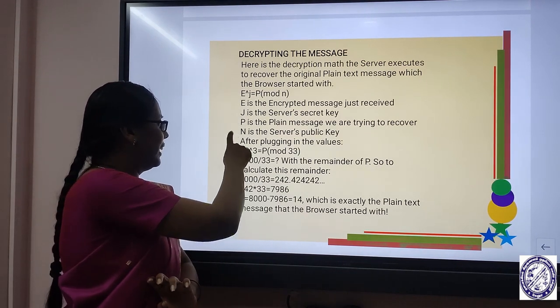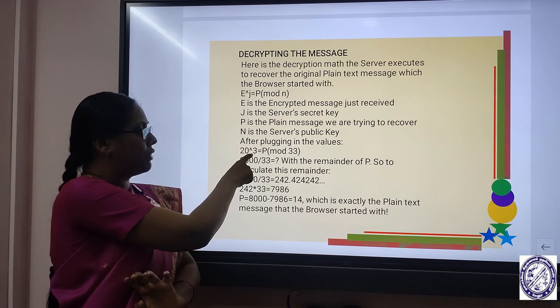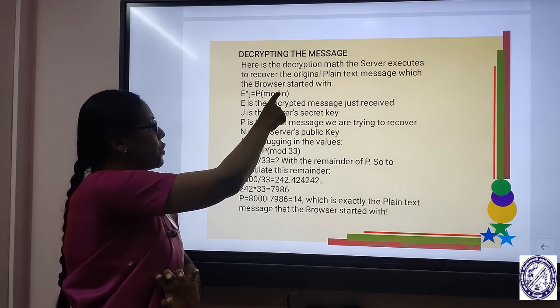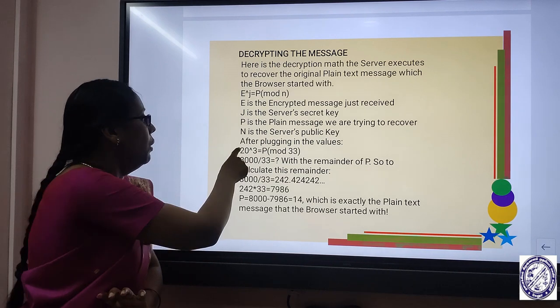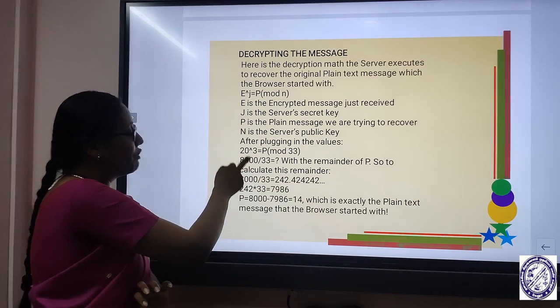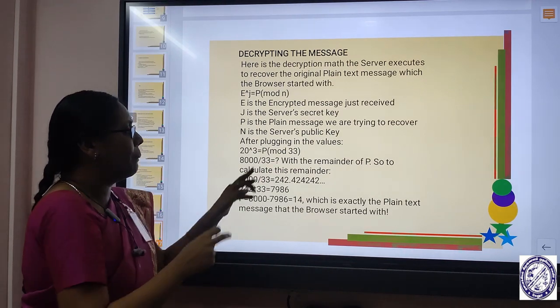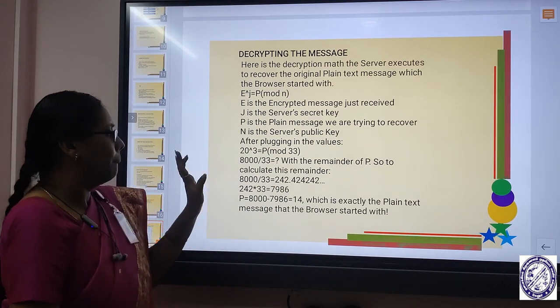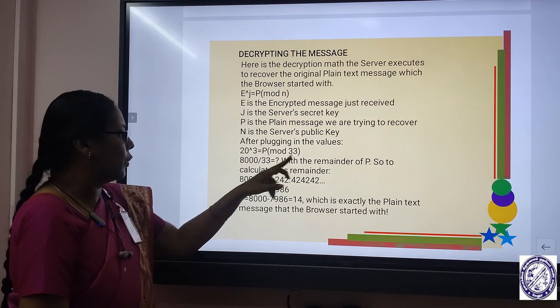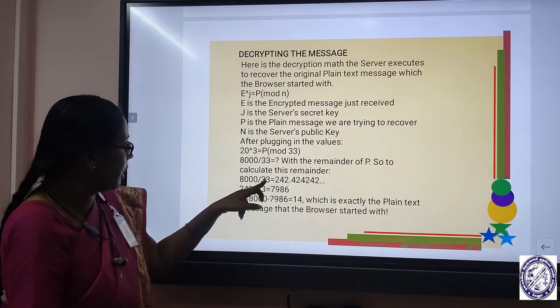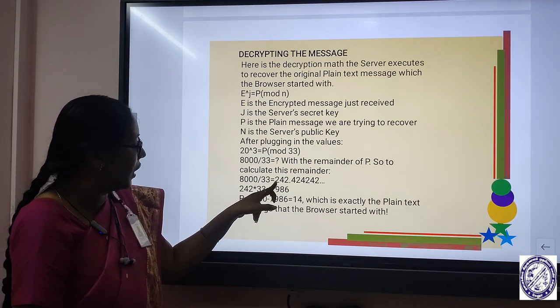We need to substitute the N value, E value, J value, and we will get the plain text. Okay, 20, we already got 20. 20 to the power of 3 equal to P. I substitute N equal to 33. So 20 to the power of 3 is 8000, divided by 33. The remainder value will be the value of P. So we need to calculate the remainder of 8000 by 33. What is the quotient?